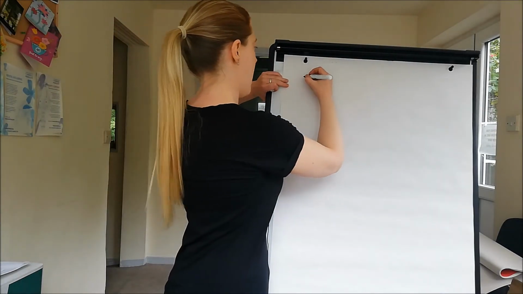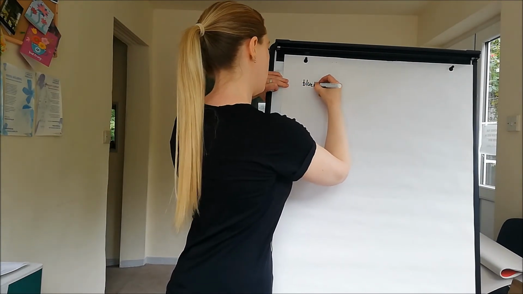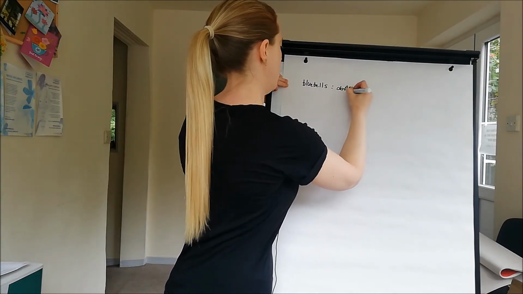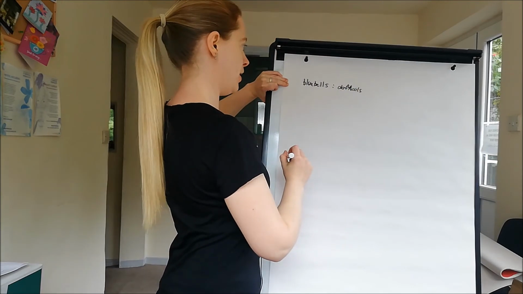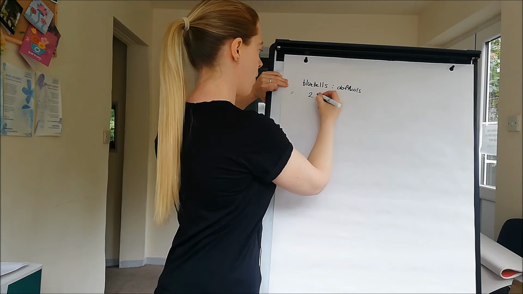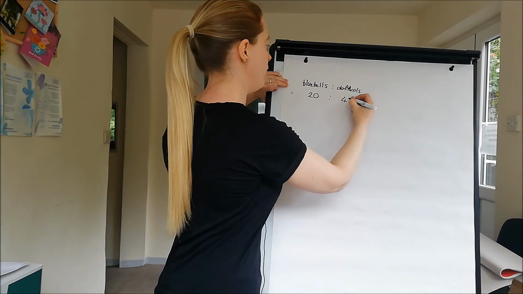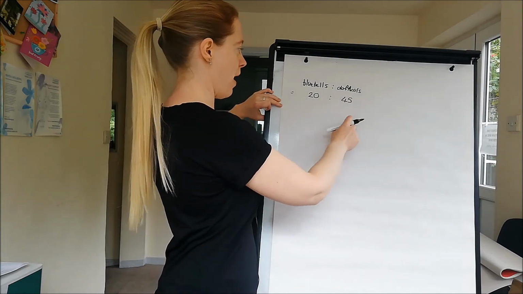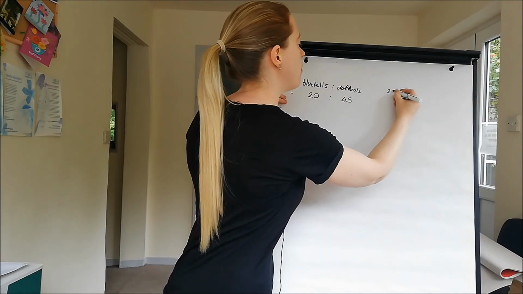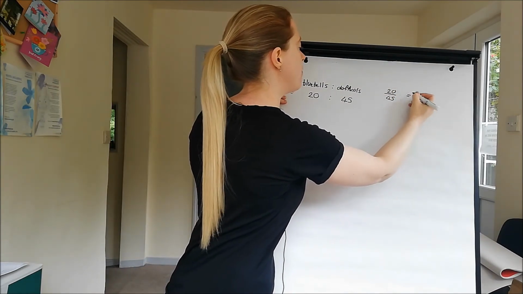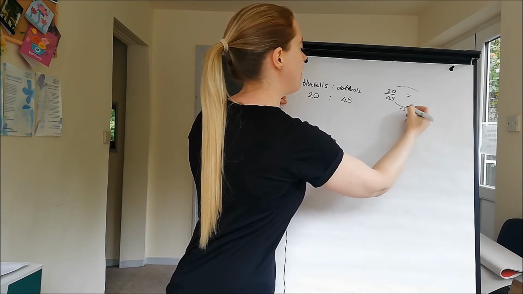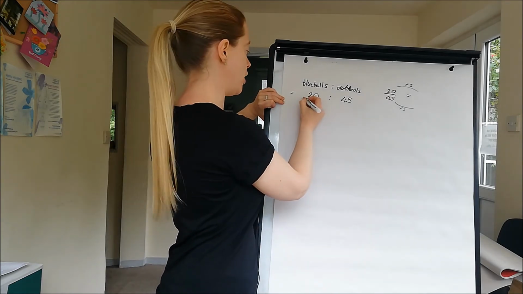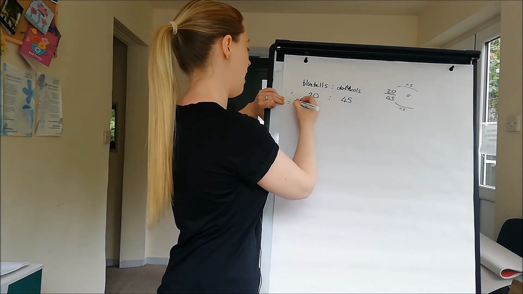So what we would do there, bluebells were mentioned first and daffodils were mentioned second. There were 20 bluebell plants and there were 45 daffodil plants. And then we can cancel a ratio down just like a fraction on its side. So if we had the fraction 20 over 45 and we were going to cancel that down, we could divide the top by 5 and the bottom by 5. We're going to do the same to cancel down a ratio, except instead of a top and a bottom, we've got a left and a right.